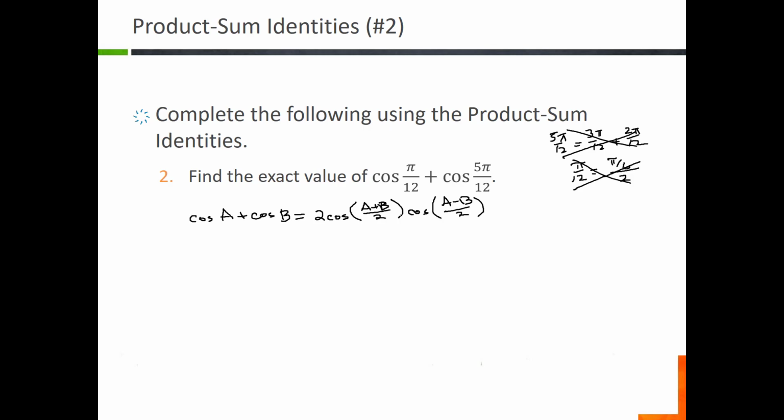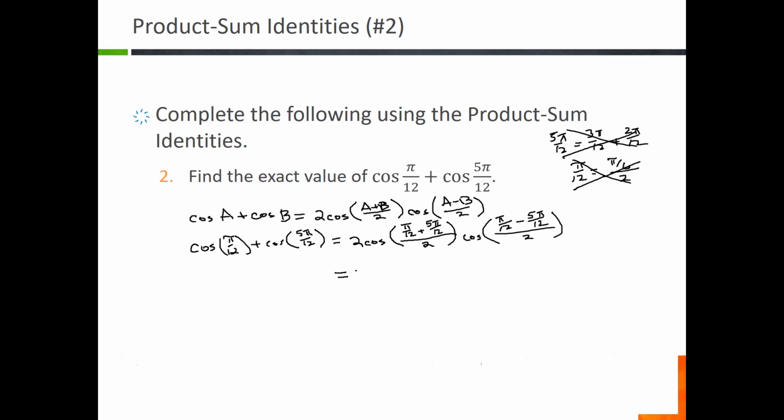Now, hopefully that's going to help us, but let's see what happens when we do this. So we can take the cosine of pi over 12 plus the cosine of 5 pi over 12 and rewrite that as 2 times the cosine. So it's A plus B over 2, so it's going to be pi over 12 plus 5 pi over 12 all over 2, times the cosine of pi over 12 minus 5 pi over 12 all over 2 again. Okay, so we've rewritten the sum now as a product. And so all that's left really is just simplifying and then computing the actual value.